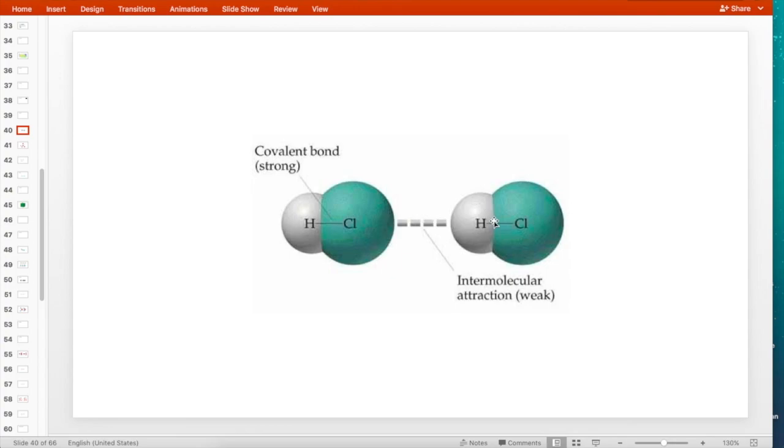This is a compound. We were analyzing earlier the phases of matter. If matter is a solid, a liquid, a gas at room temperature, how those phases can change. And hopefully you remember what this dotted line right here represents. We call that an intermolecular attraction or intermolecular force, an IMF, right?